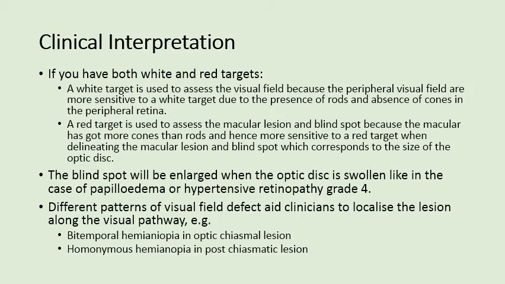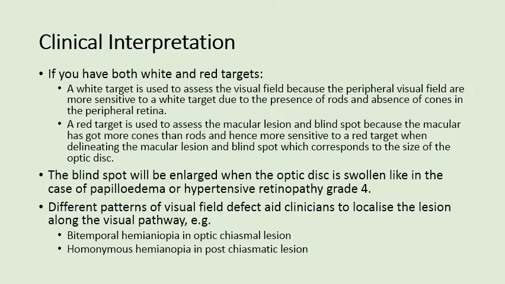A red target is used to assess the macular lesions and also the blind spot, because the macula and blind spot are near the center, where you have a lot of cones and it's more sensitive to color, especially the red color. So the red color will be able to delineate the macular lesion and the blind spot much better compared to your white targets. The blind spot will be enlarged when the optic disc is swollen, like in the case of papilledema and hypertensive retinopathy when this is advanced.